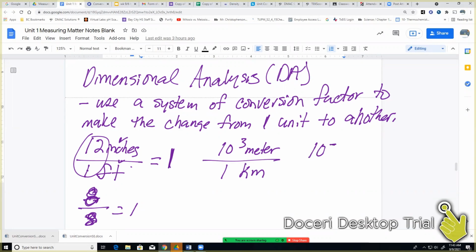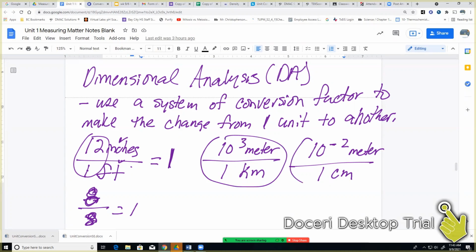Or 10 to the -2 meters in 1 centimeter. Those are all conversion factors, because these values, this and this, when I put them over each other, equal 1. It doesn't matter whether I write it this way or flip them the other way. The rule still applies. And we use this process and conversion factors throughout the whole year of chemistry.